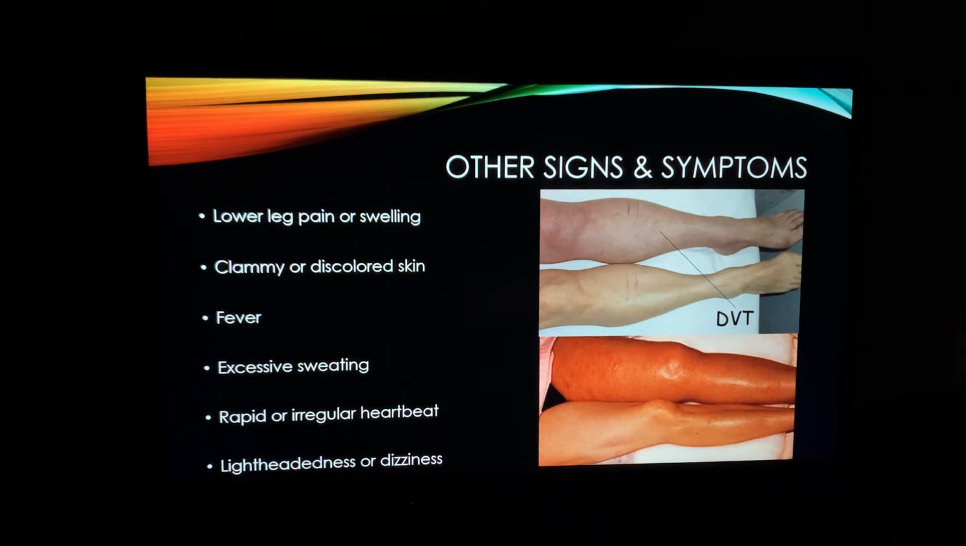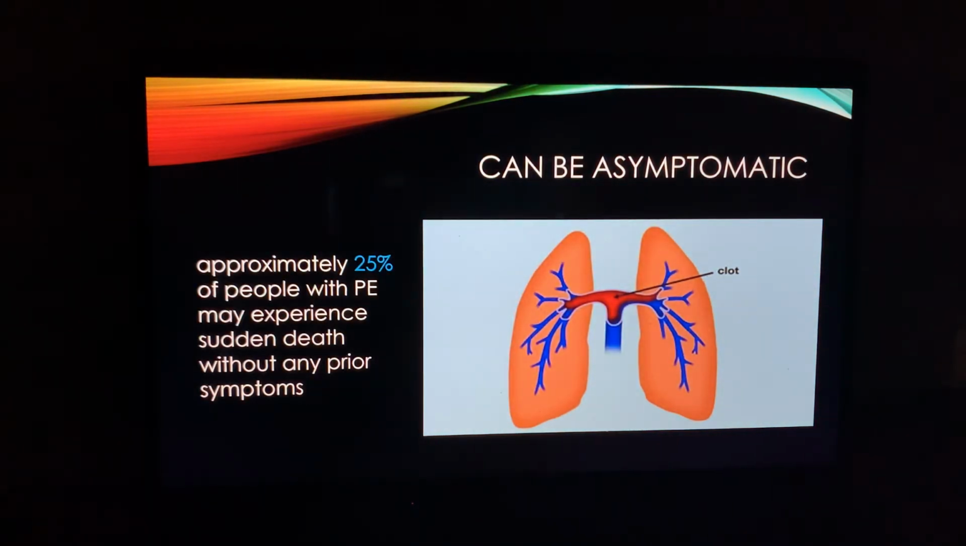Other signs and symptoms are lower leg pain or swelling, clammy or discolored skin, fever, excessive sweating, rapid or irregular heartbeat, and lightheadedness or dizziness. You can see the swelling and red color in this deep vein thrombosis leg. It can be asymptomatic. Approximately 25% of people with a PE may experience sudden death without any prior symptoms. The picture is of a saddle PE, which occurs at the pulmonary vein bifurcation, and that is typically what causes the sudden death.